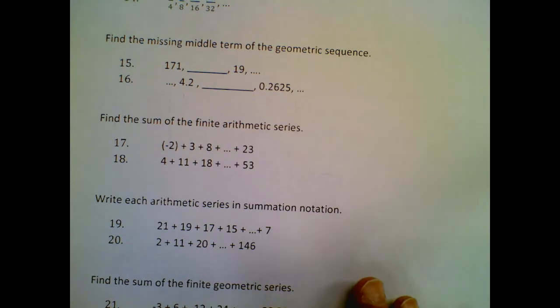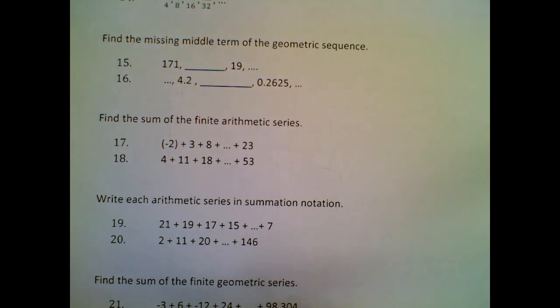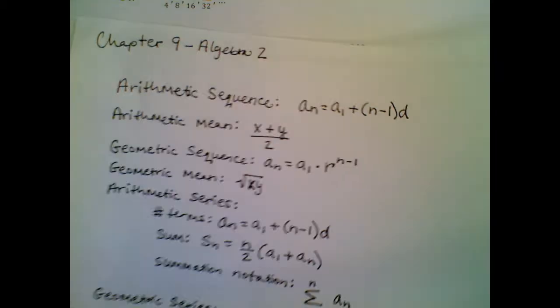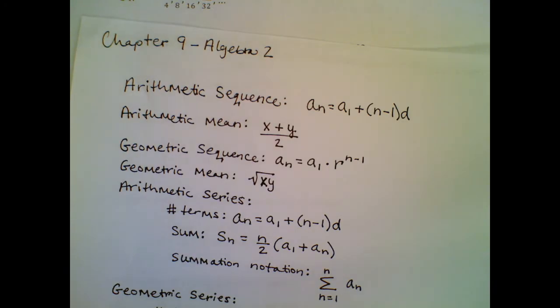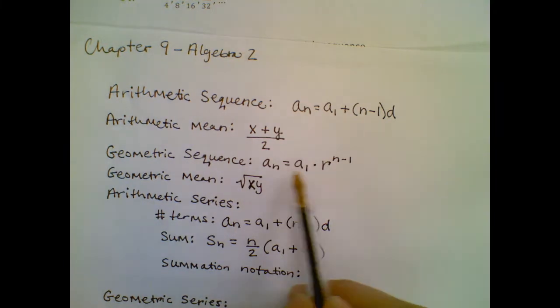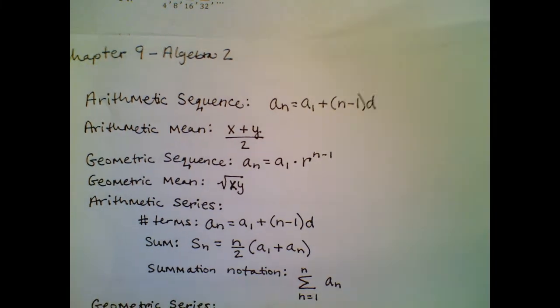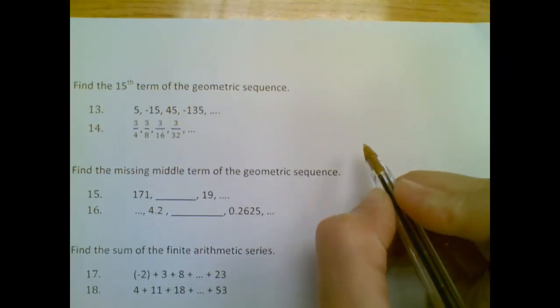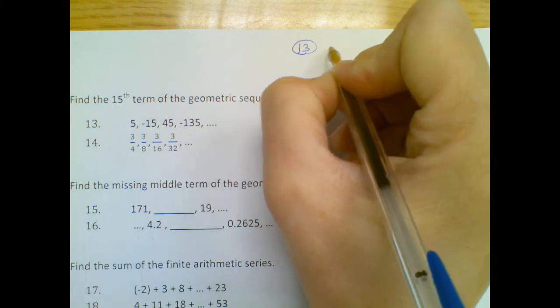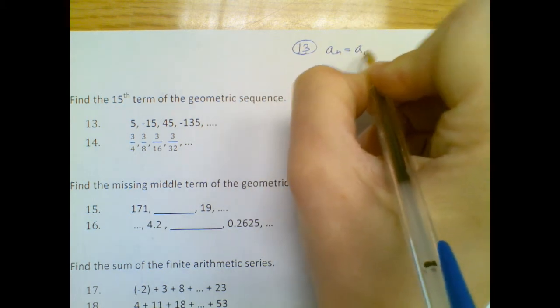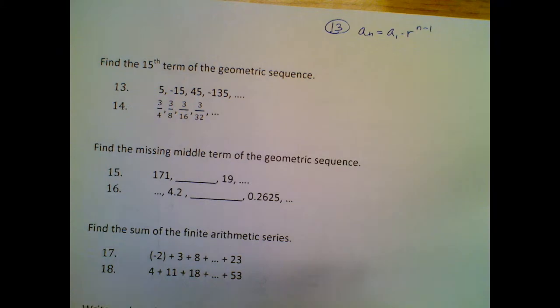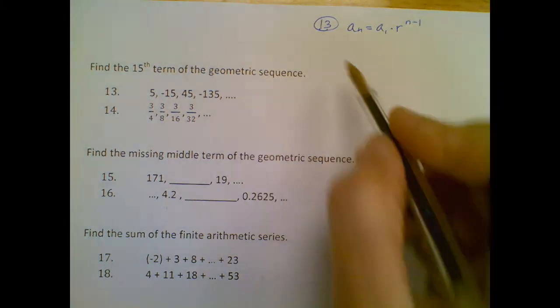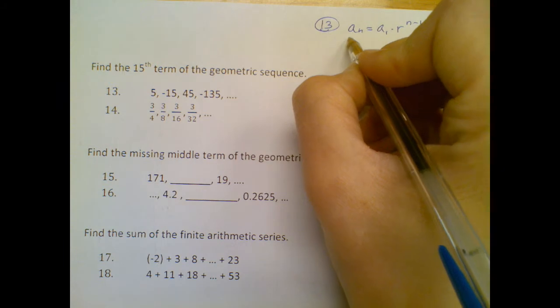All right, let's take a look at the backside now. For number 13 and 14, it wants to know what is the 15th term of the geometric sequence. So on our formula sheet, we're going to go to where it says geometric sequence. We're on this third formula, and we want to find the 15th term for both of them. So let's go up here, and we're just going to write down the correct formula that we're going to be using to start with. And then from here, we're going to plug in 15 for term numbers.